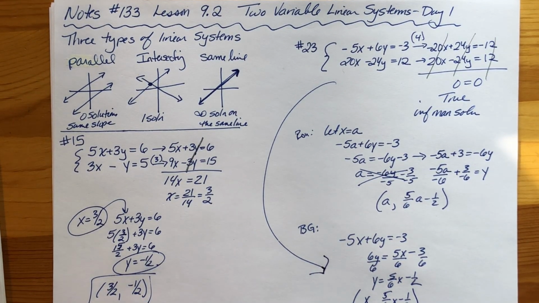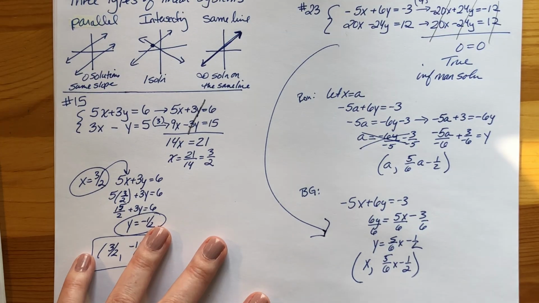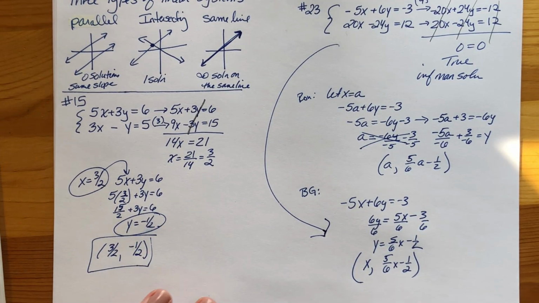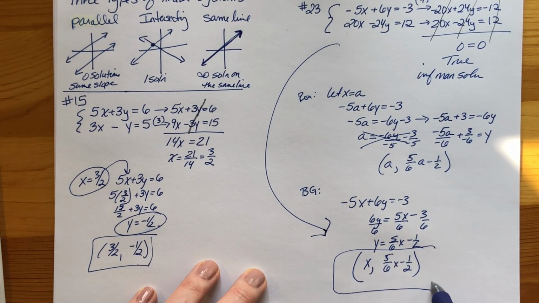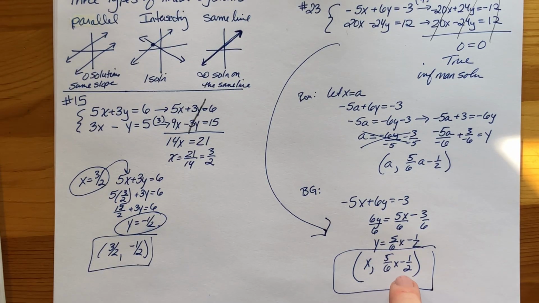So I would really prefer, personally, just to see it in terms of x, because sometimes solving for y is going to be faster. And so therefore, you can leave your answer in terms of y, okay?